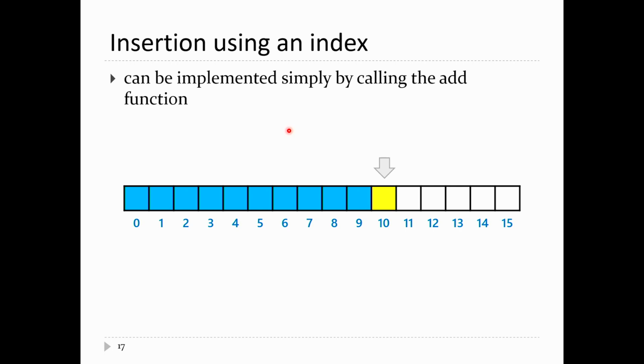You just check what the index is, compare it to the size. If it's equal to the size, just call add. And that puts it at the end of the list.